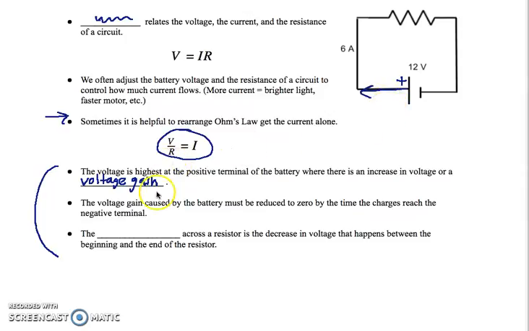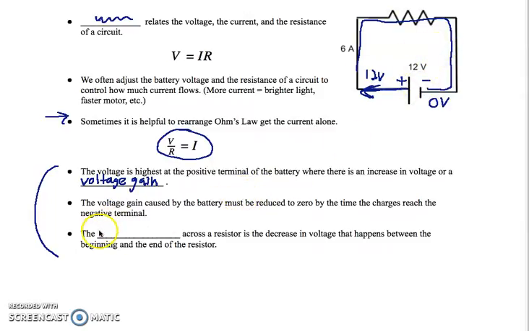And it's also important to keep in mind that the voltage gain that's caused by the battery has to be reduced to 0. So again, it'll be 12 volts right at the positive terminal, but by the time it goes all the way through the circuit to the negative side, it has to make its way back to 0 volts. So again, it has to be dissipated, really.